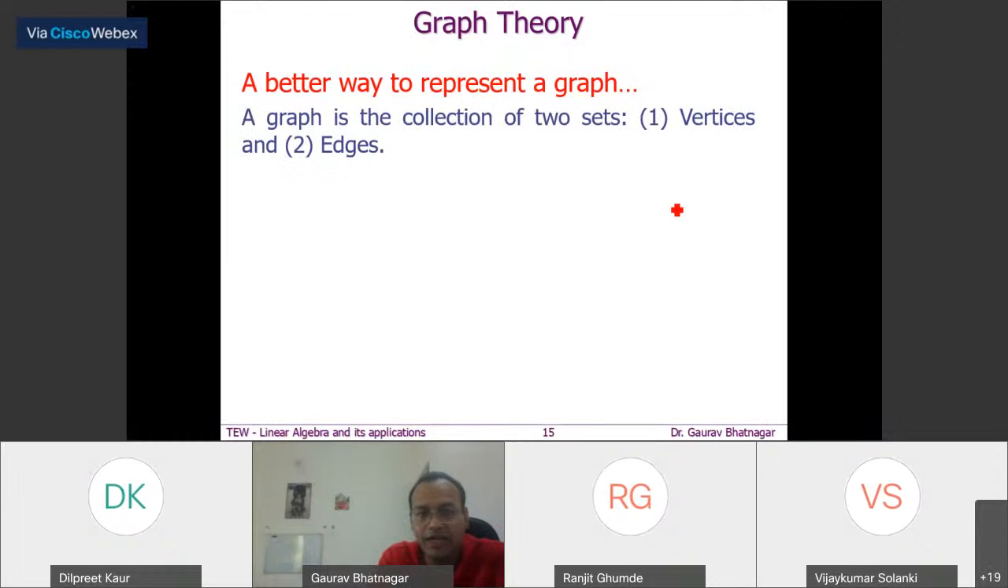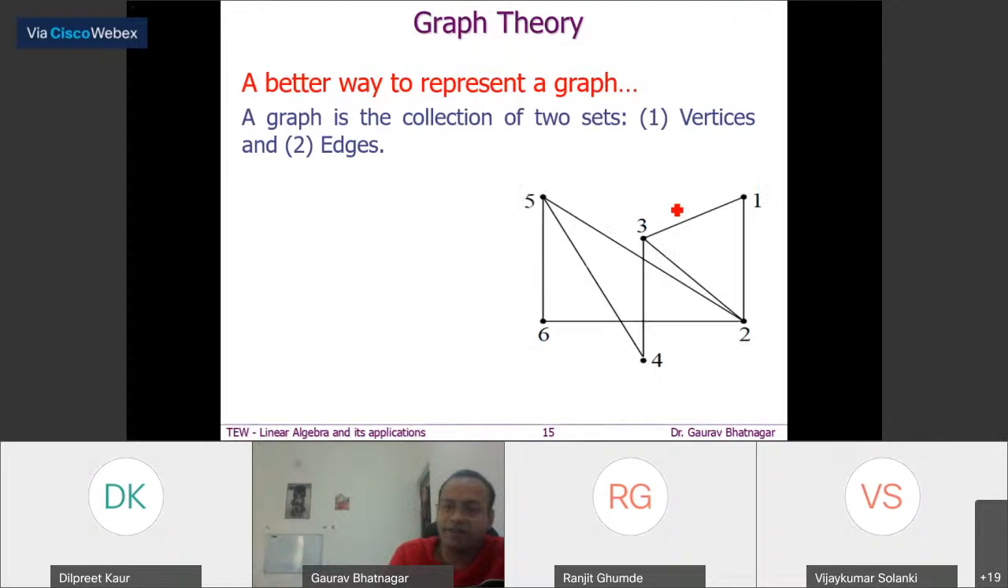So for example, let me give the very formal definition of a graph. A graph is a collection of two sets, vertices and the edges. So for example, if I take this as my graph, where I'm going to have the elements 1, 2, 3, 4, 5, 6, which are nothing but the vertices, and then we are going to have some connections. So let me give you the names. Let's say E1, E2, E3, E4, E5, E6, E7, and E8.